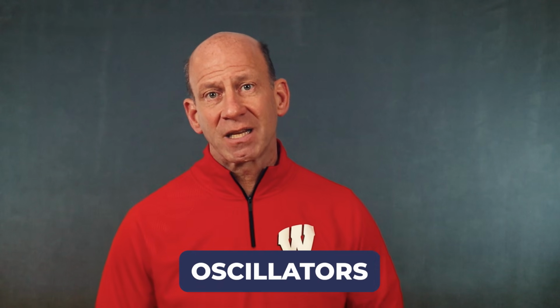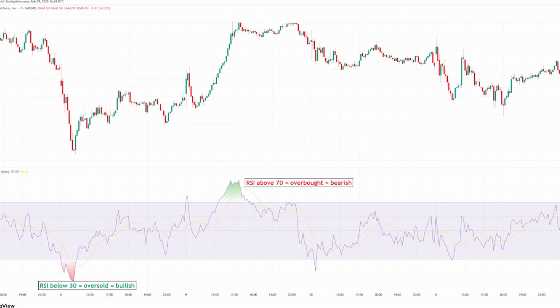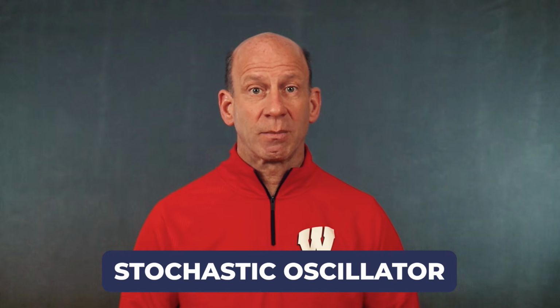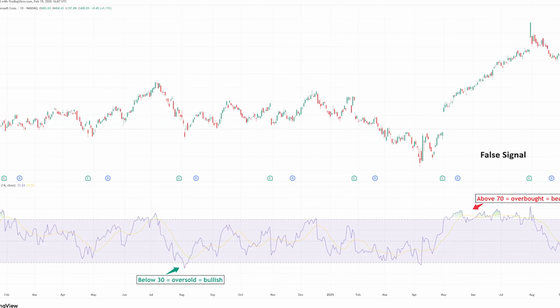Now, oscillators are the flip side of momentum and trend indicators. They're designed for choppy and sideways markets. The Relative Strength Index, or RSI, measures whether a stock is oversold or overbought. Values below 30 indicate oversold conditions, whereas values above 70 indicate overbought conditions. The stochastic oscillator works on a similar principle, with two lines crossing in extreme zones.